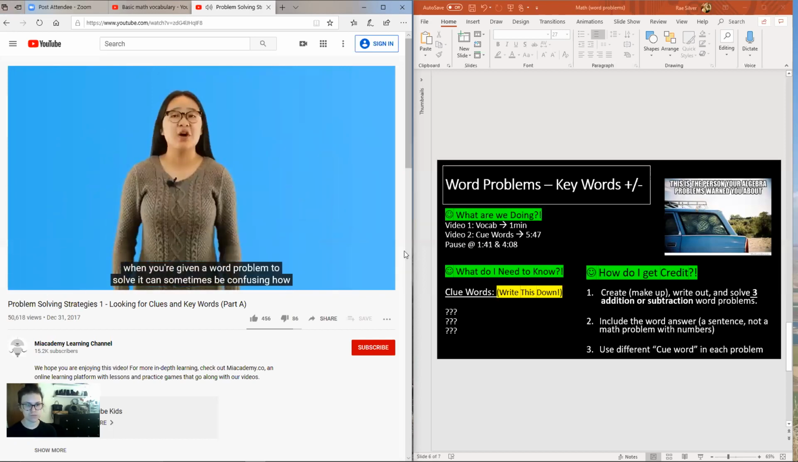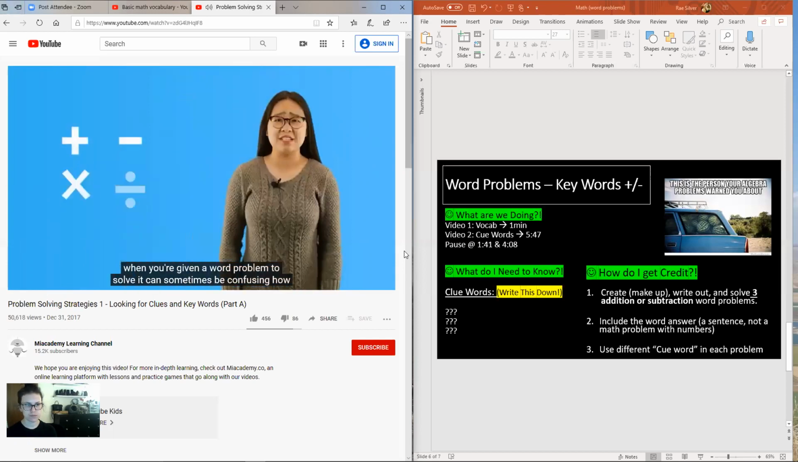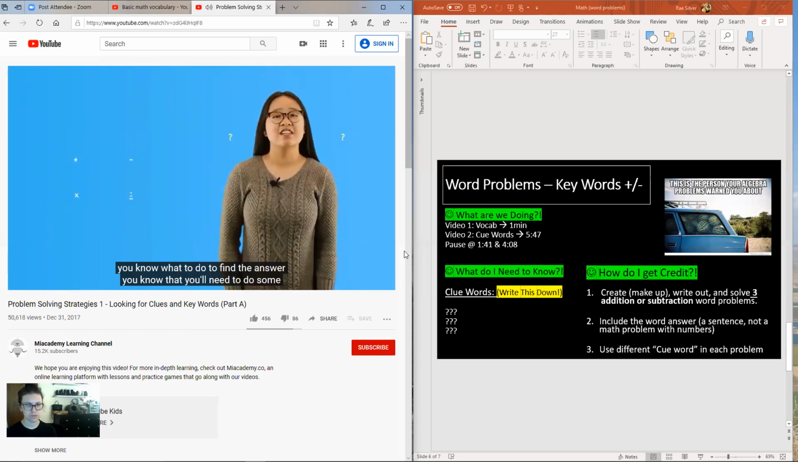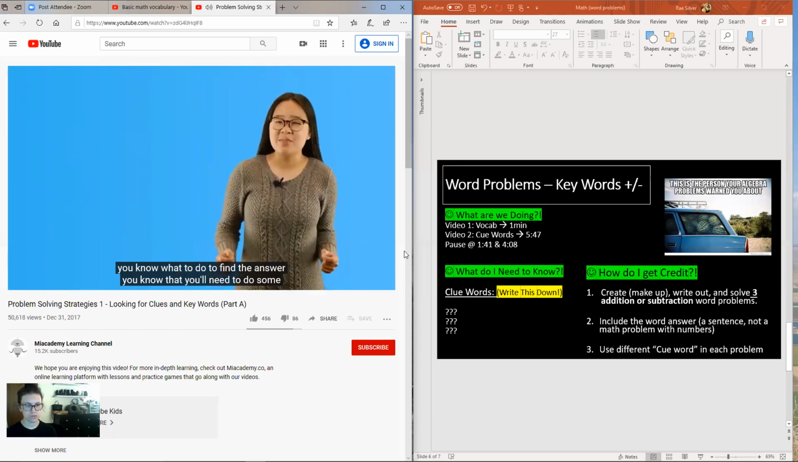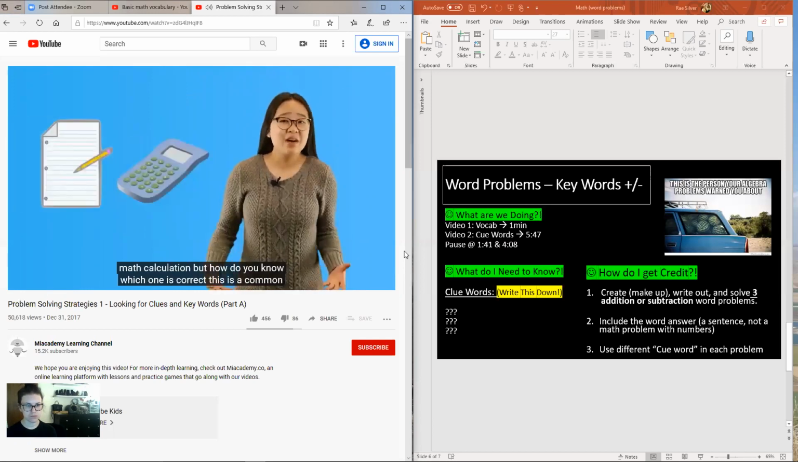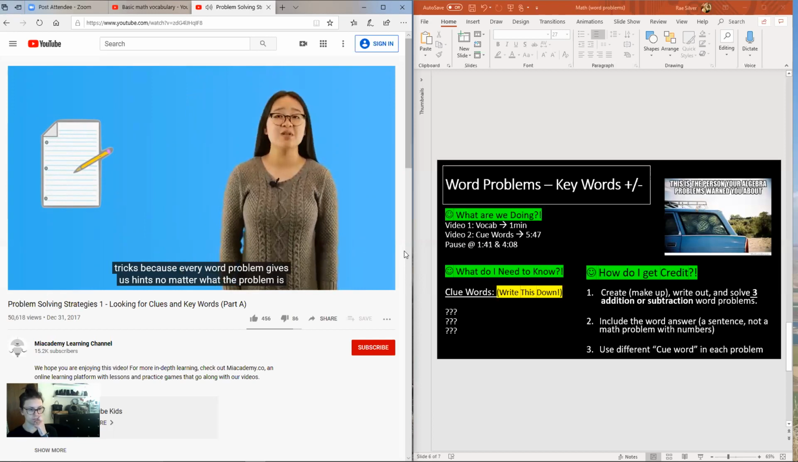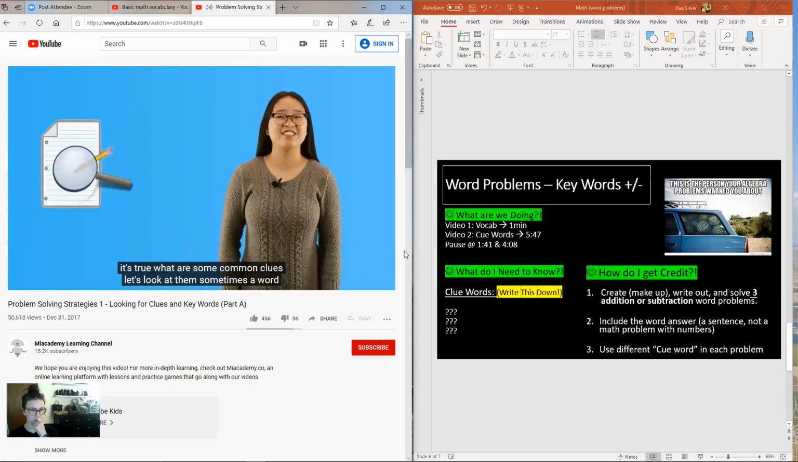When you're given a word problem to solve, it can sometimes be confusing. How will you know what to do to find the answer? You know that you'll need to do some math calculation, but how do you know which one is correct? This is a common problem, but don't be afraid of word problems. I'm going to show you some tricks because every word problem gives us hints, no matter what the problem is. It's true. What are some common clues?